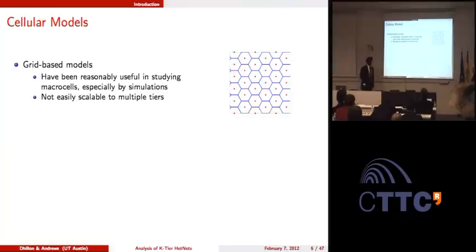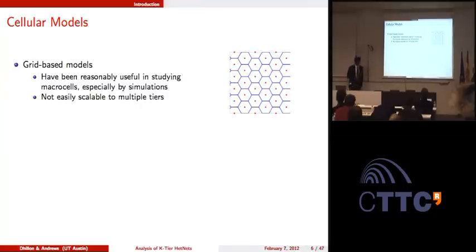Since this is going to be centered around cellular models, let's take a look at what kind of cellular models we have right now. You guys would have seen this hundreds of times. This is a standard textbook figure. You have these cellular base stations. You have these macro base stations, which form a grid. They are located at the centers of the hexagons. The hexagons depict the coverage. And this is what we call a standard grid-based model.